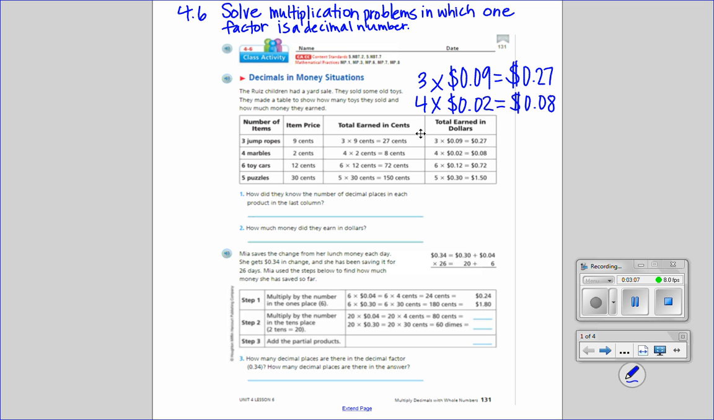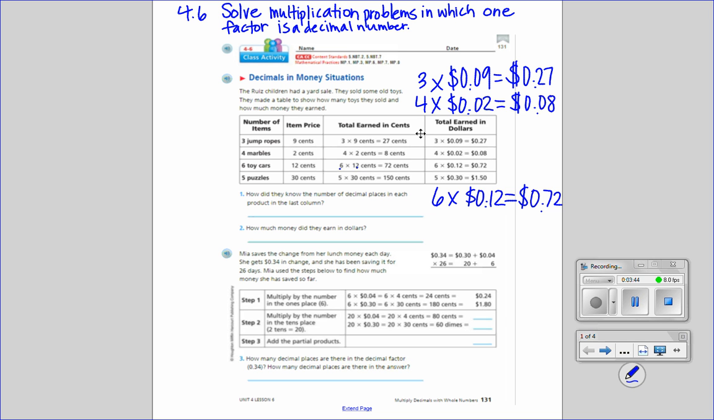Okay? Let's do another one. 6 toy cars at 12 cents each. So you have 6 times 0.12 equals 72 cents. Just like 6 times 12 is 72. What I want you to watch is the bobbing decimal. Where is the decimal in the answer? Where is it in the problem? Because right now you only have 1 decimal. One of your factors has a decimal. That's what our lesson is today.